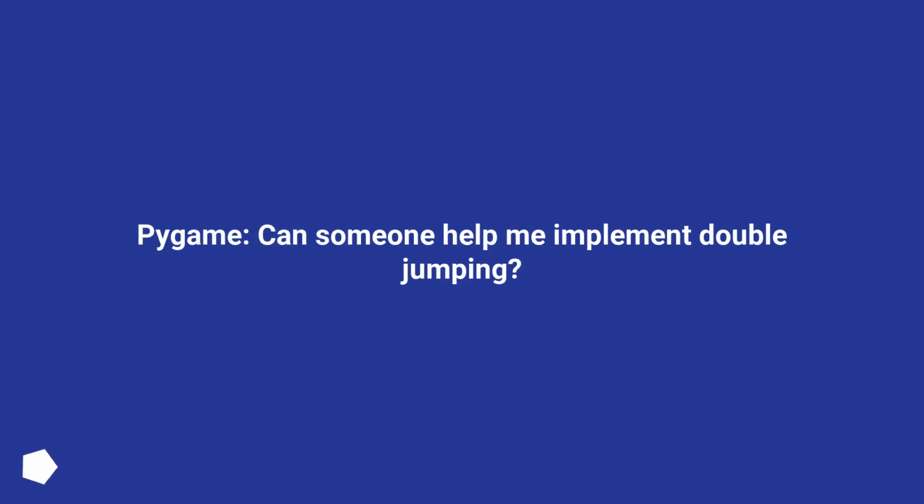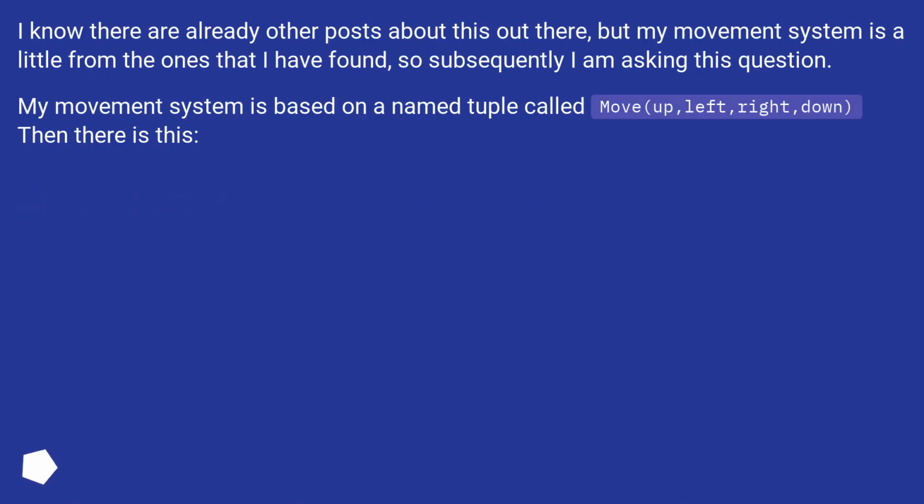Pygame, can someone help me implement double jumping? I know there are already other posts about this out there, but my movement system is a little different from the ones that I have found, so subsequently I am asking this question. My movement system is based on a named tuple called move: up, left, right, down, then there is this.